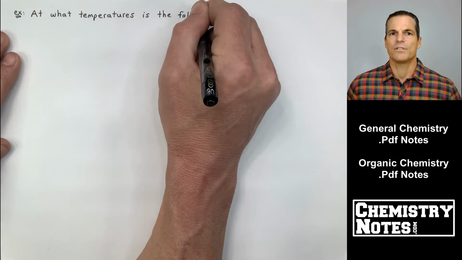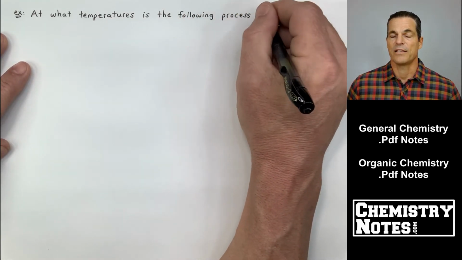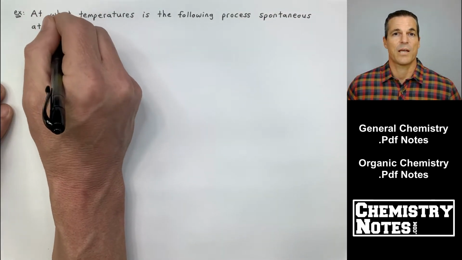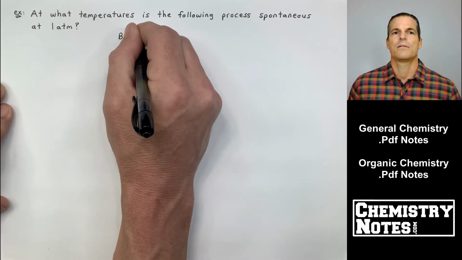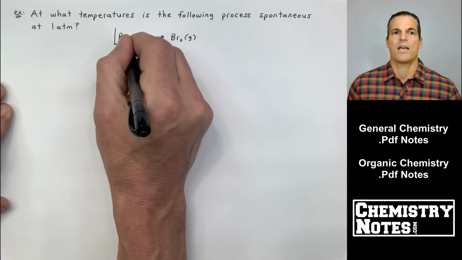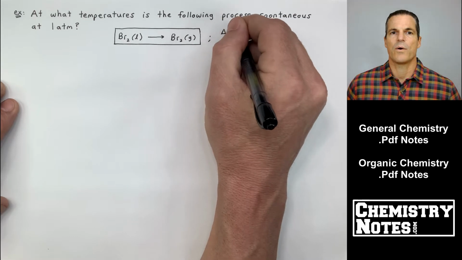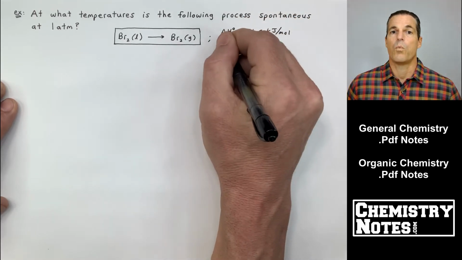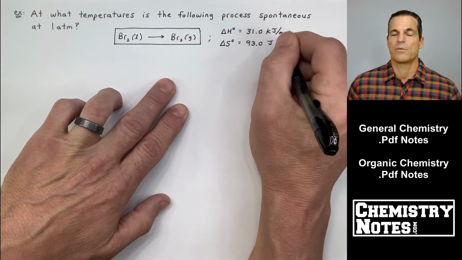At what temperatures is the following process spontaneous? And usually when I write the word process, I'm referring to a chemical reaction, at least in this section, section 16. At what temperatures is the following process spontaneous at 1 atm pressure? We have Br2 liquid going to Br2 gas. So we certainly are aware of why the delta S value is positive. We're going from a liquid to a gas, right?